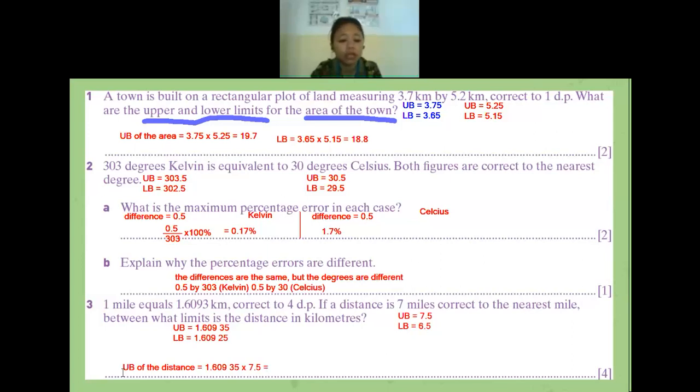You can use a calculator. I'm also using a calculator. Wait, hold on. 12.07. Yeah, make it 12.1 kilometers. Is it okay? Okay then. Now for the lower bound, how much will it be?